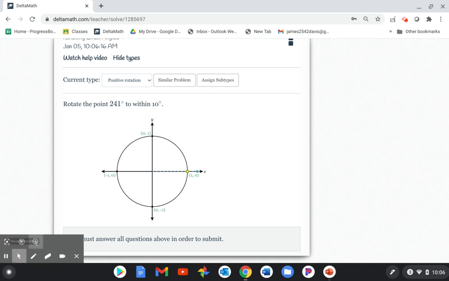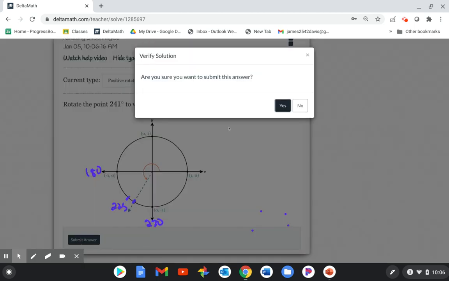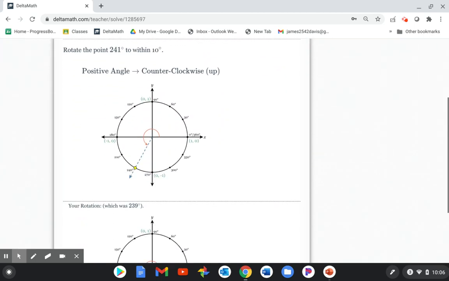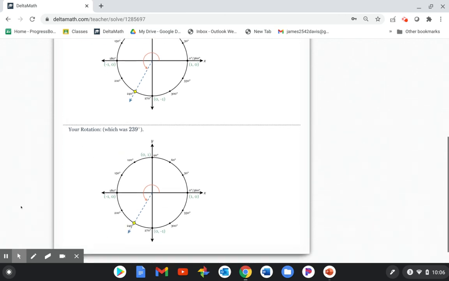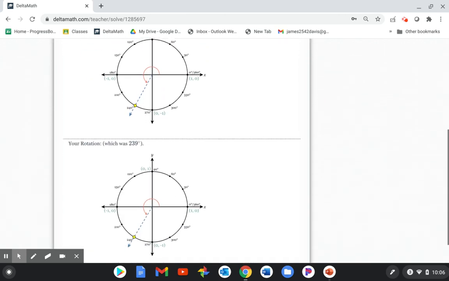So we're just going to do the same thing. 241 is going to be somewhere between 270 and 180. And then I would just mark the one in the middle, which is 225. So it's 16 away from 225, and it's about 29 away from 270. So it should be a little bit closer to 225, somewhere around there. So you just click on the yellow, drag it this way, say somewhere about there, and submit. Good. Looks like mine was 239. So it's 2 degrees off. Not bad.